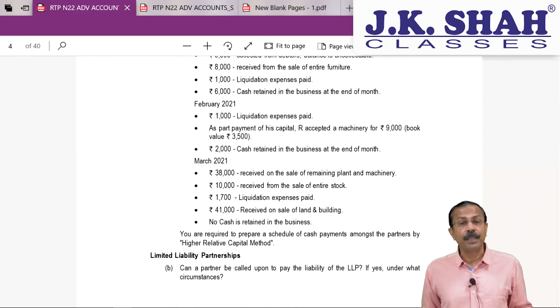In February, 1,000 liquidation expenses were paid. As part payment of his capital, R accepted a machinery for rupees 9 lakhs whose book value was 3,500. 2,000 cash retained in the business at the end of the month, remember.